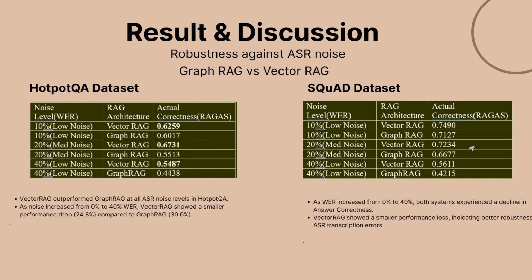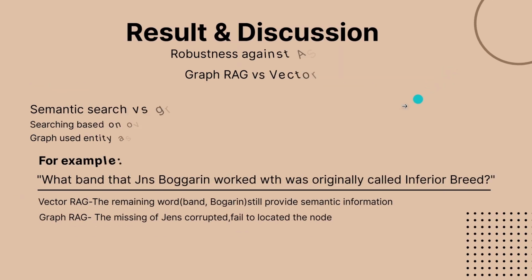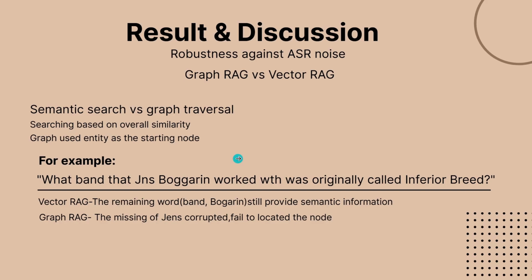Next, for robustness against ASR noise, VectorRAG also shows better performance than GraphRAG on both the HotpotQA dataset and the SQuAD dataset. VectorRAG shows a smaller performance drop than GraphRAG as the WER increases from 10 to 40% levels. So why did this happen? Because of semantic similarity, it embeds the whole question and retrieves a similar chunk.